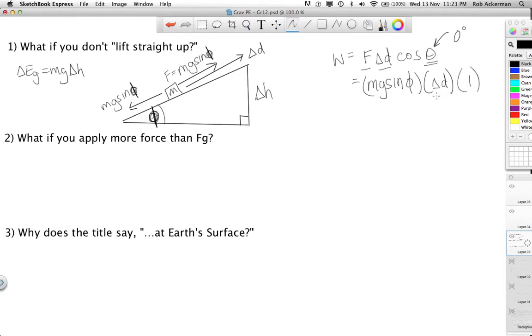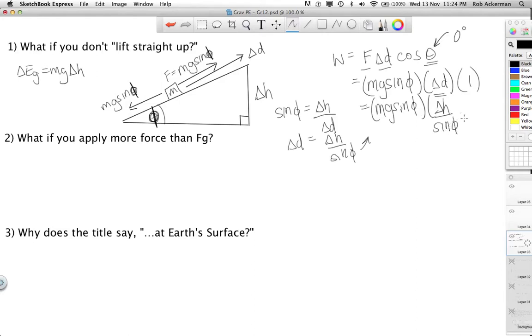Now, let's take a look for a moment at delta D. Delta D is the displacement along here. That can be defined in terms of delta H. You have a trig ratio here. Sine of phi is opposite over hypotenuse, that's delta H over delta D. So I can replace delta D with delta H over sine phi. Now I'm going to sub that in here, so that in the end I've got mg sine phi is the force I apply along the ramp. The displacement is just the vertical height divided by the sine of the incline angle. The one here we can ignore at this point. Look what happens. Sine of phi cancels, and what do I end up with? Mg delta H, the vertical height.